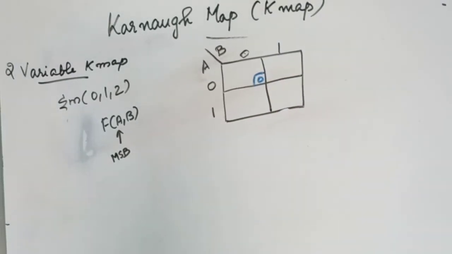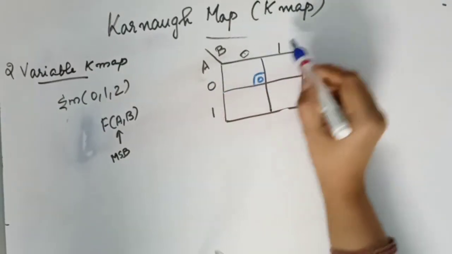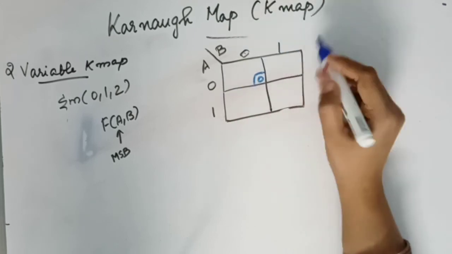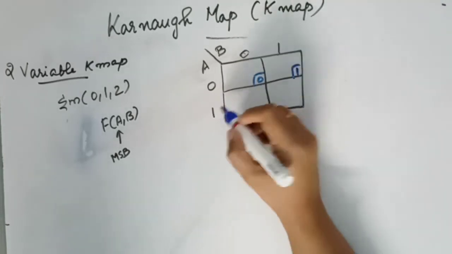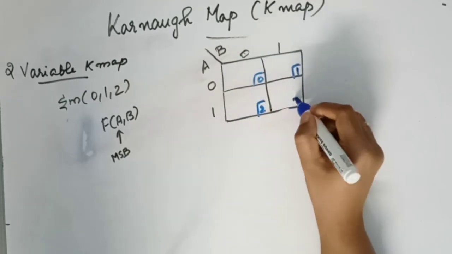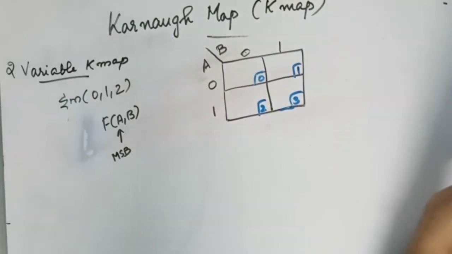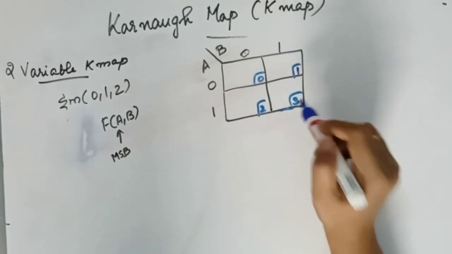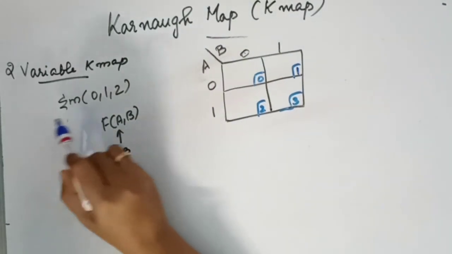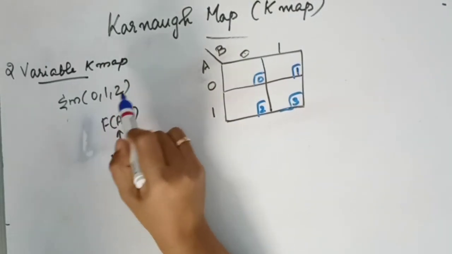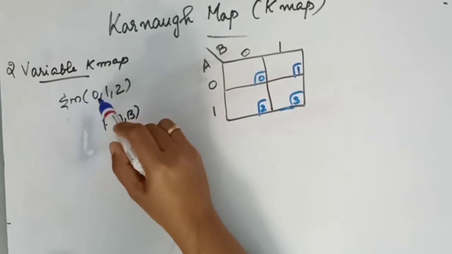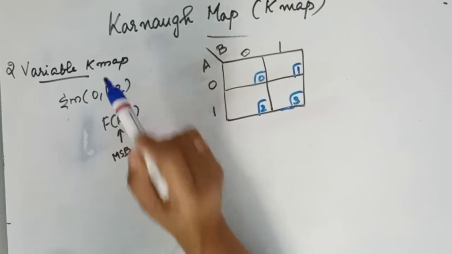So that is the cell value. And 0, 1, read it like this only, don't read it the other way around. 0, 1 has a value 1, 1, 0 has a value 2, and 1, 1 has a value 3. So these are the cell values. So my question was function of AB equal to sigma m 0, 1, 2. Now what this indicates is sum of minterms of 0, 1, 2.